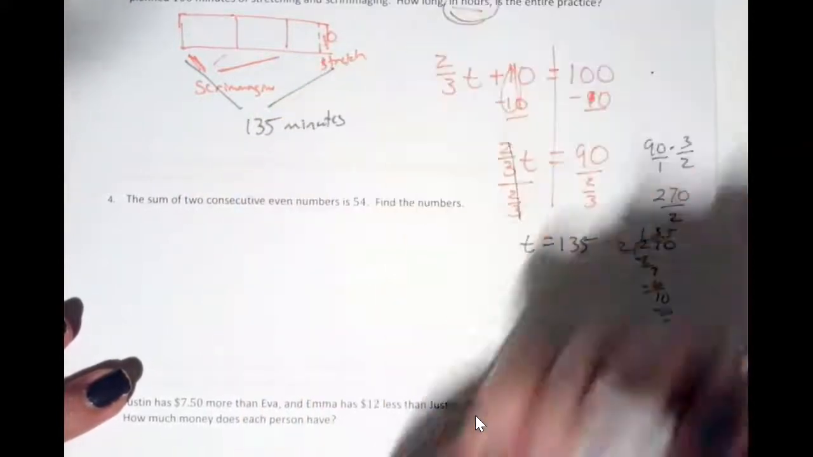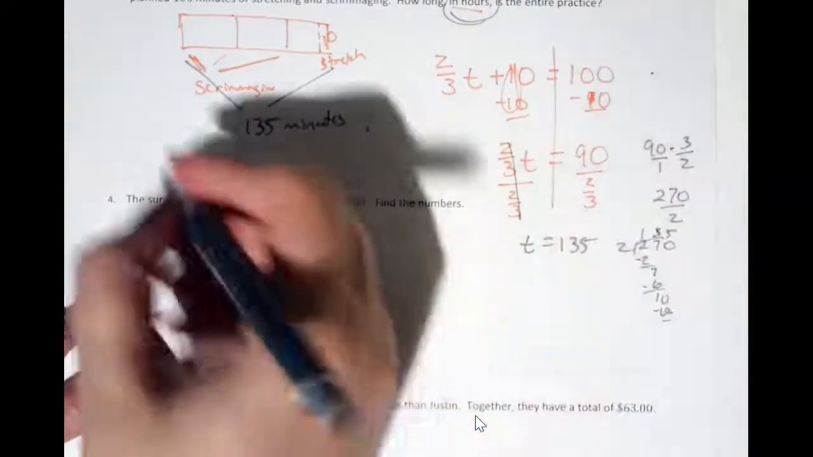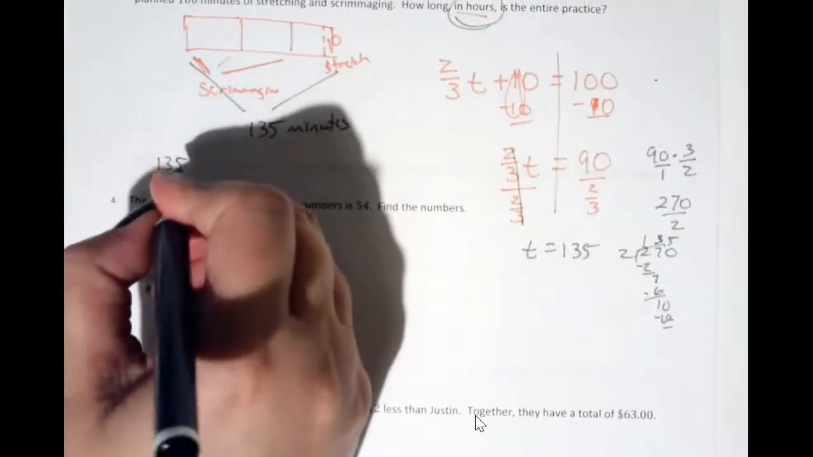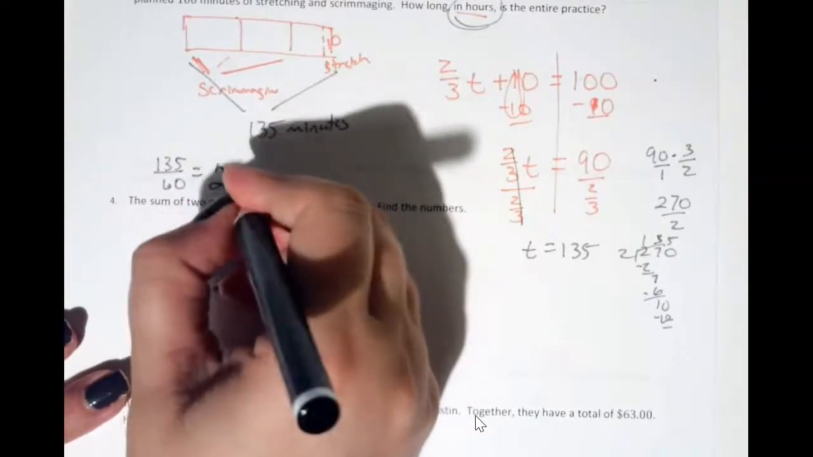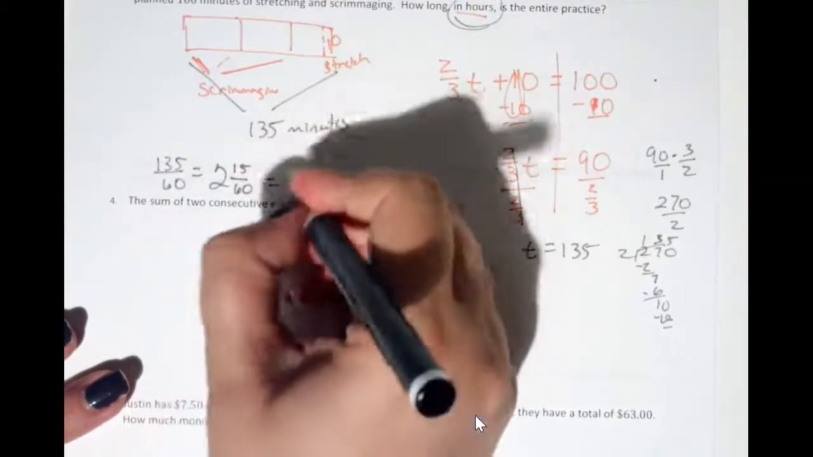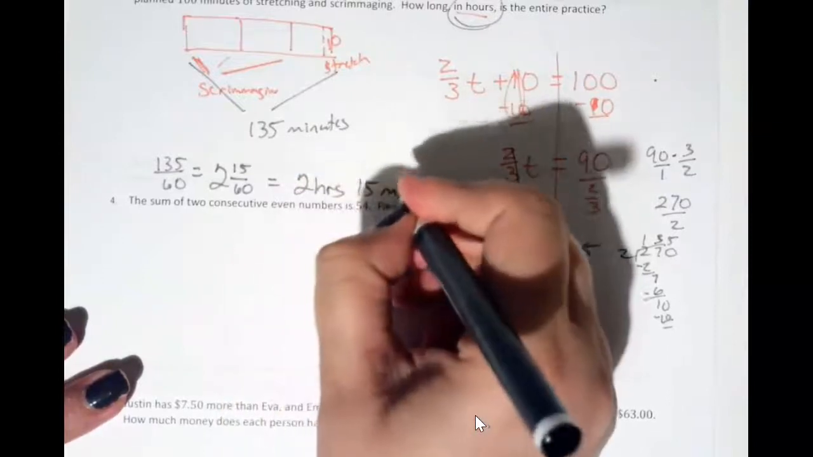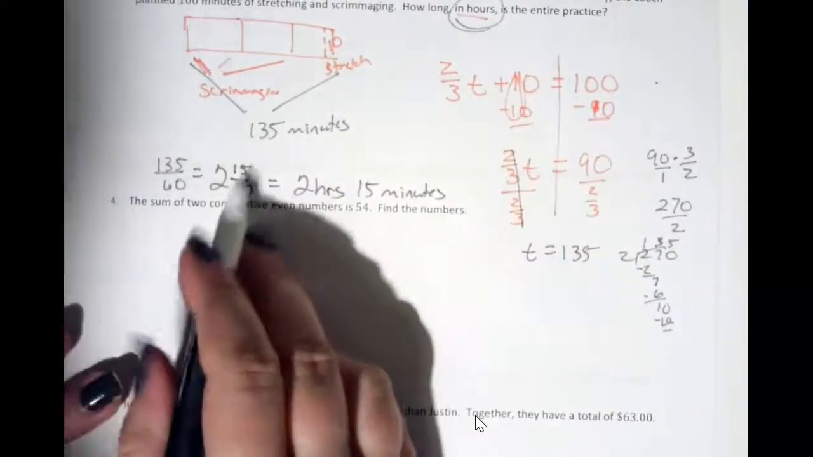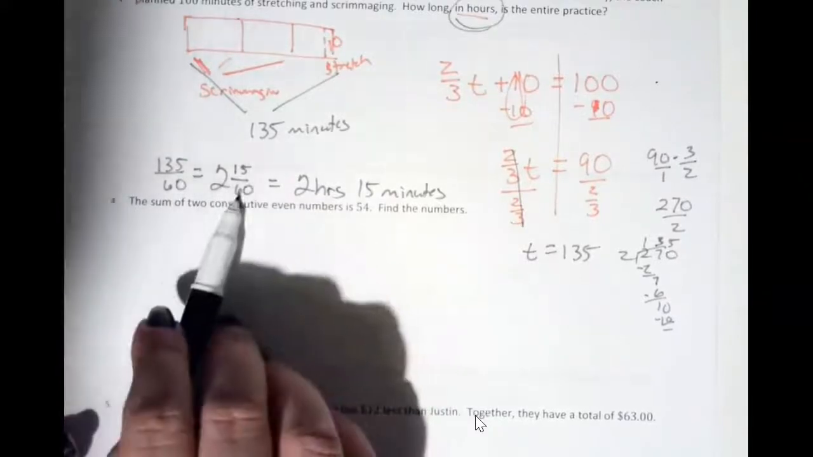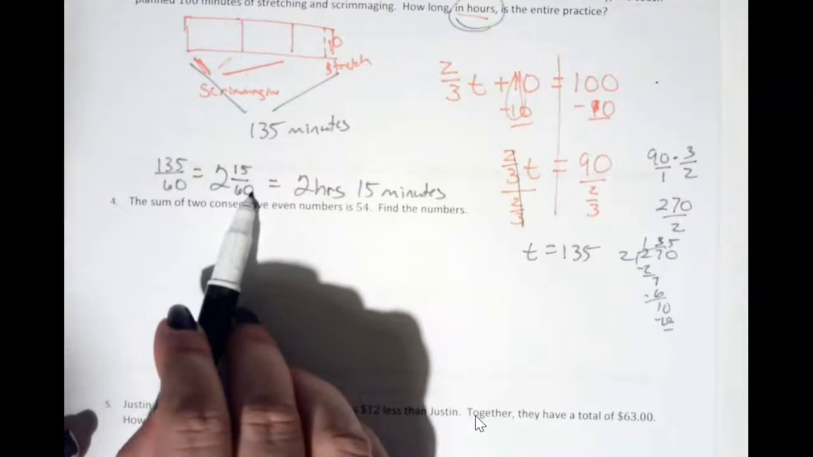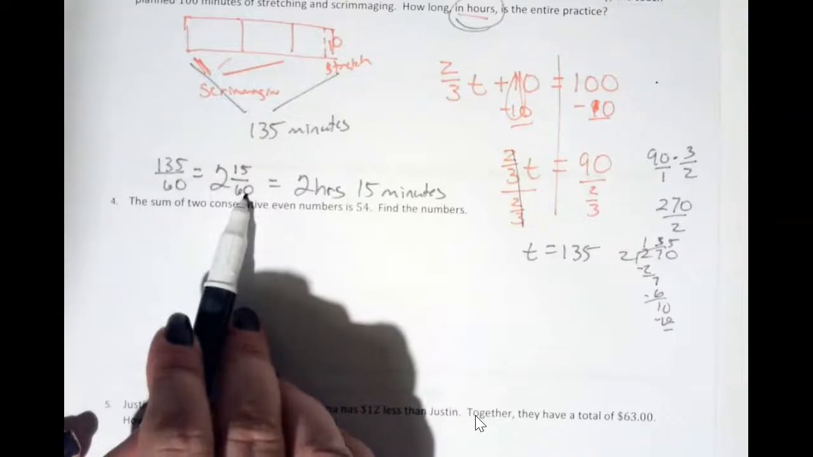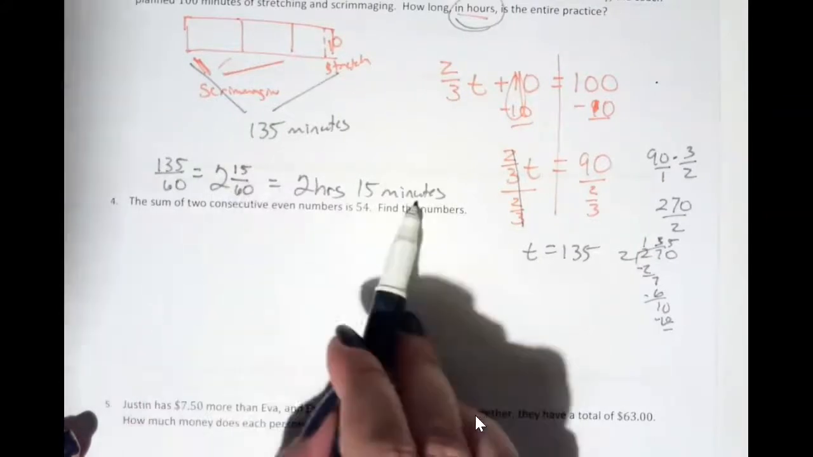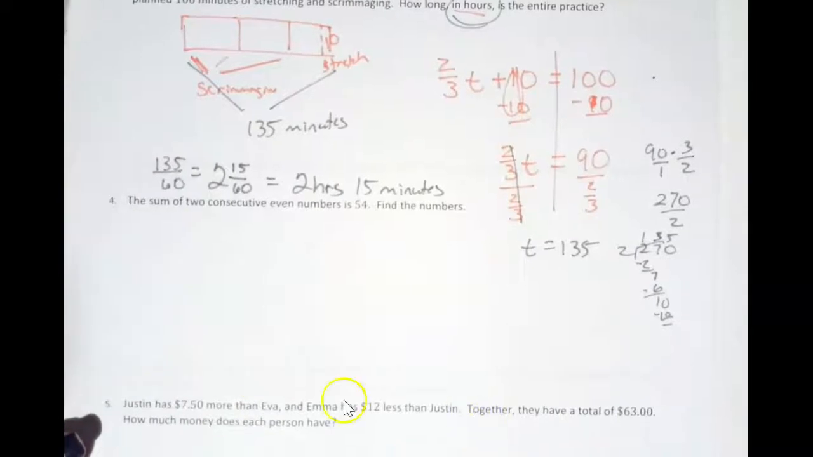But the question asks for it in hours. So to convert minutes to hours, I divide by 60 because there's 60 minutes in an hour. That gives me 2 with 15 minutes left over out of 60, or 2 hours and 15 minutes. Even though this could be simplified, I didn't want to simplify because my denominator was 60, and when I was converting from minutes into hours, I wanted to leave that as 60. That way I would know how many minutes I was talking about.